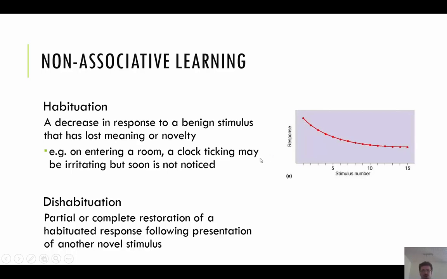Another example is a loud clock ticking in a room. When you enter the room, you hear the clock and you hear the ticking or the beeping. But over time you process that away and you no longer notice it. The key here is the stimulus is benign, it's not threatening, and so it is no longer relevant to you.